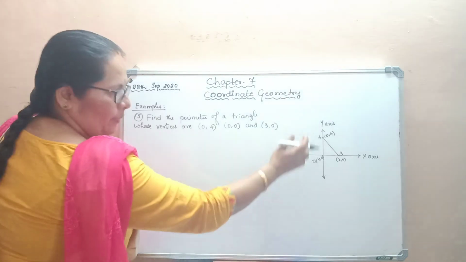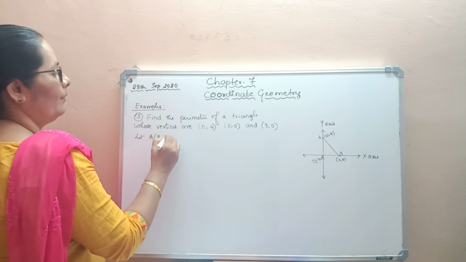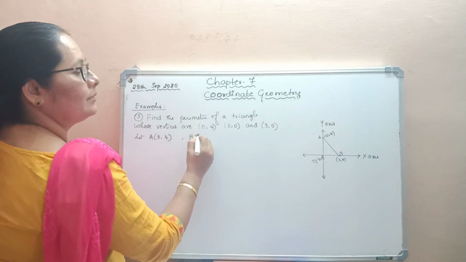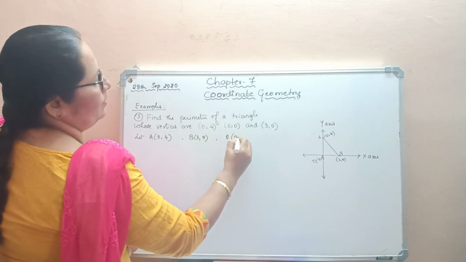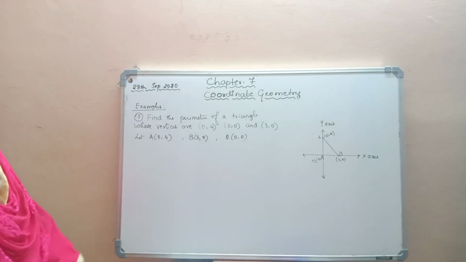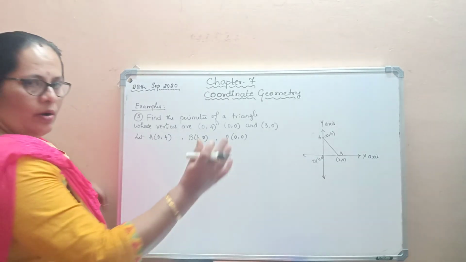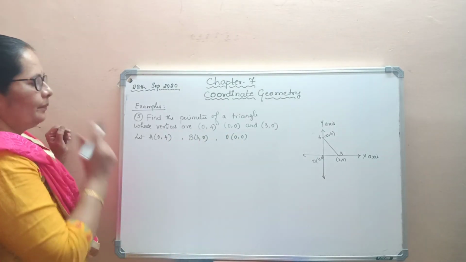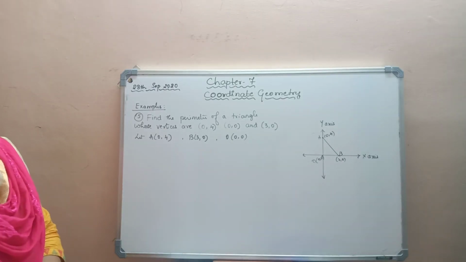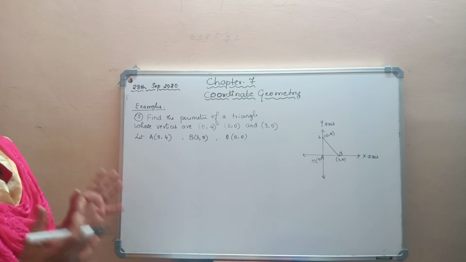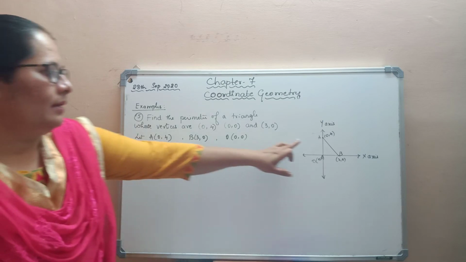So let us take 3 points. Let A be (0, 4), B be (3, 0) and O be (0, 0). So these are the 3 points given in a Cartesian plane. Now you have to find the perimeter of this triangle. To find the perimeter, you need to find the sides of the triangle, then you can find the perimeter by adding the 3 sides. So first we will take AB.